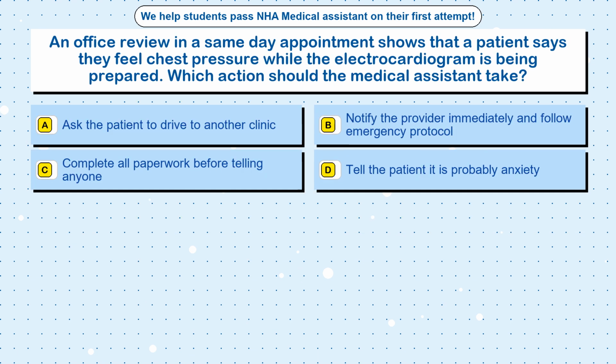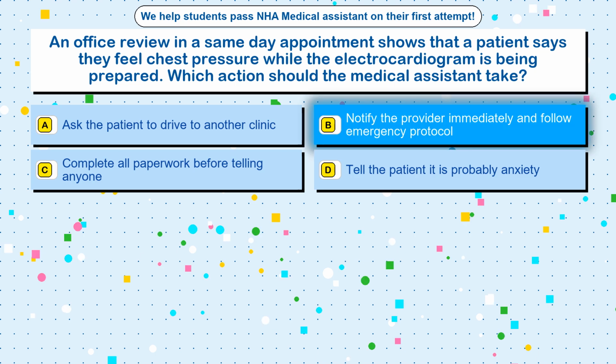Question 34. An office review in a same-day appointment shows that a patient says they feel chest pressure while the electrocardiogram is being prepared. Which action should the medical assistant take? Option A. Ask the patient to drive to another clinic. Option B. Notify the provider immediately and follow emergency protocol. Option C. Complete all paperwork before telling anyone. Option D. Tell the patient it is probably anxiety. The correct answer is option B. Notify the provider immediately and follow emergency protocol.